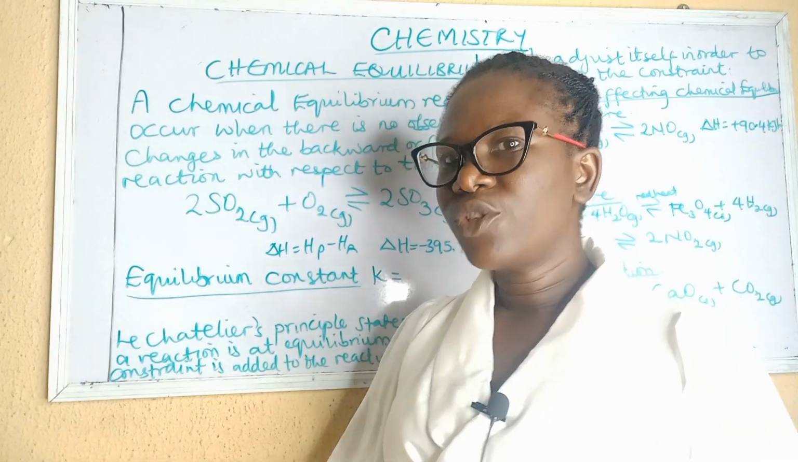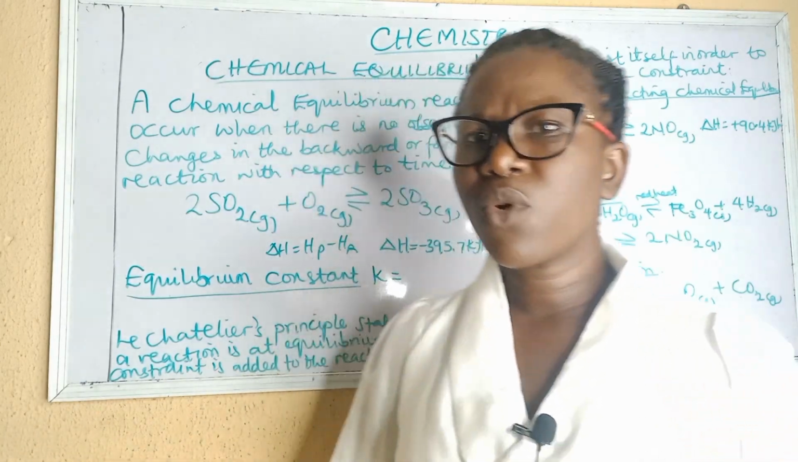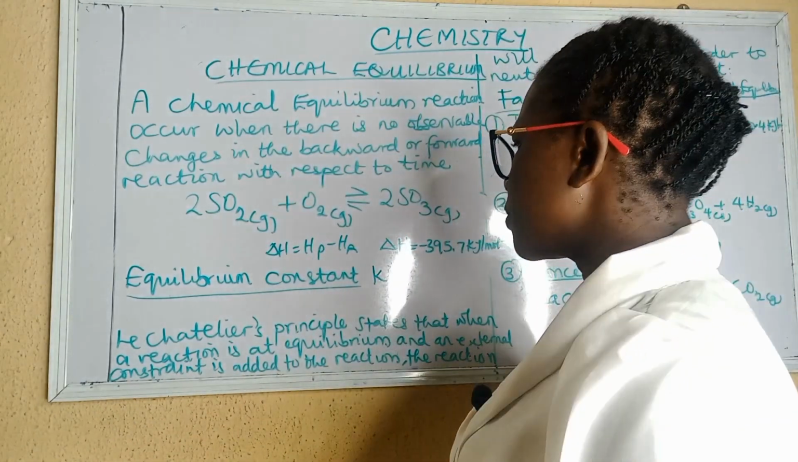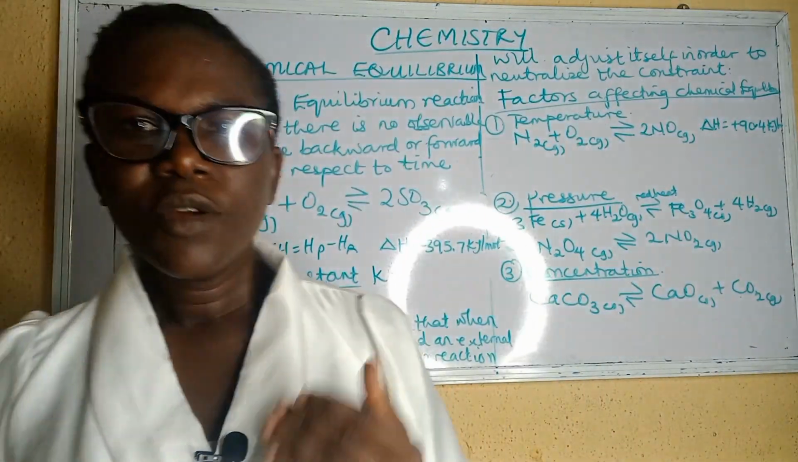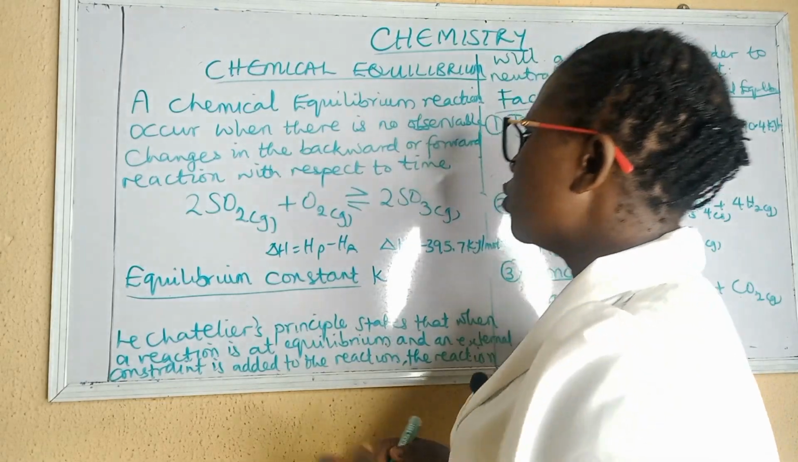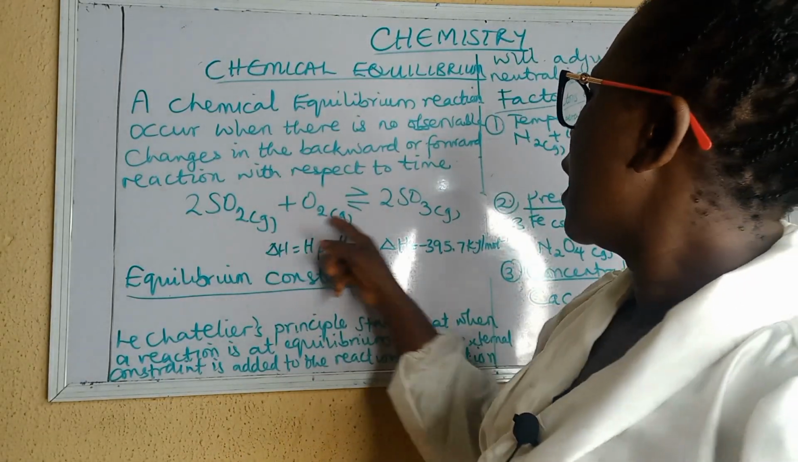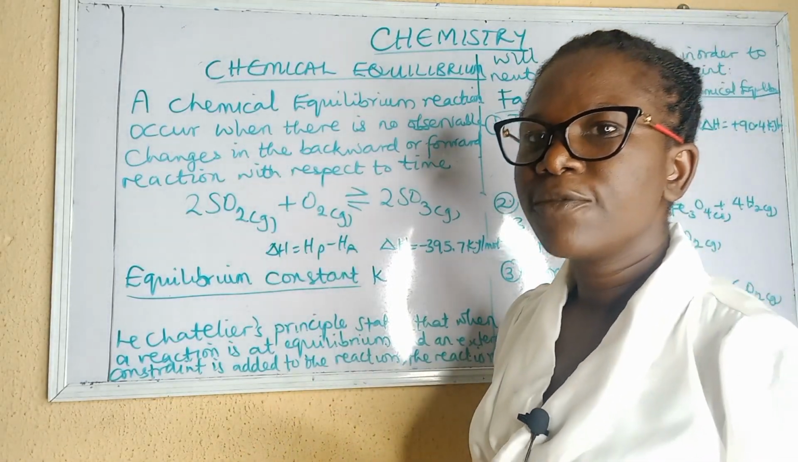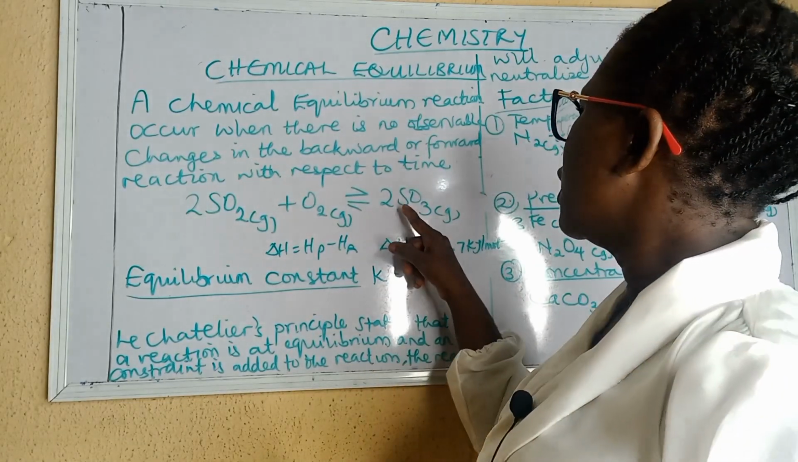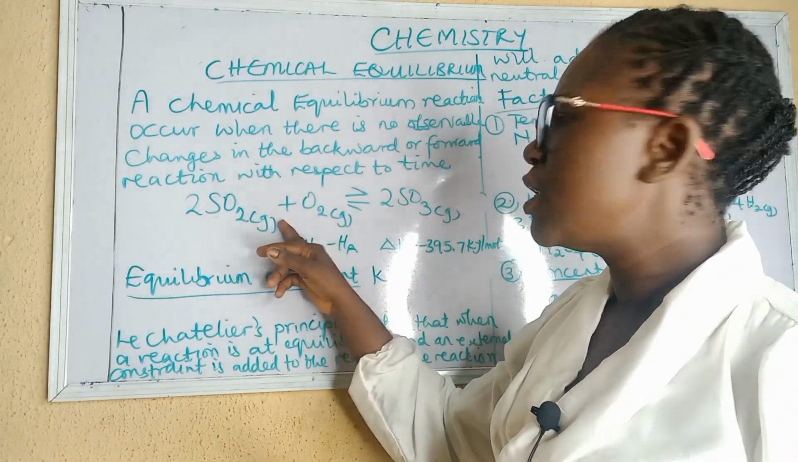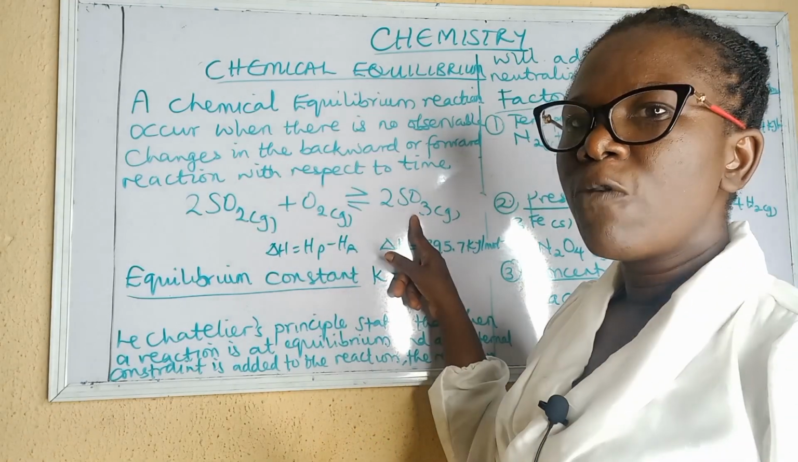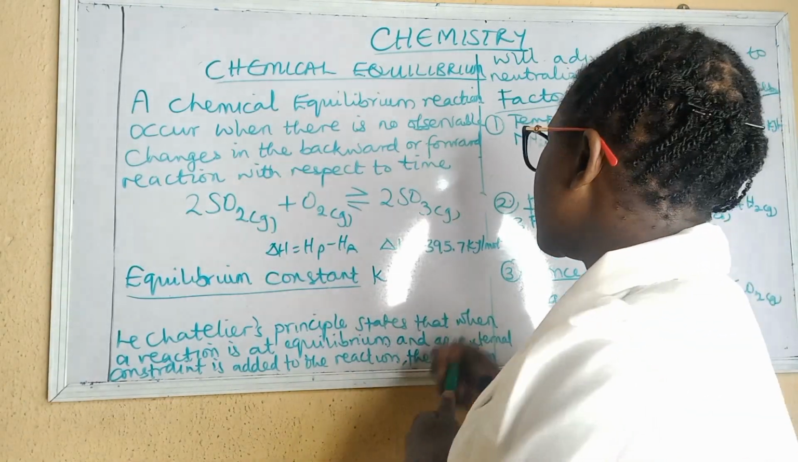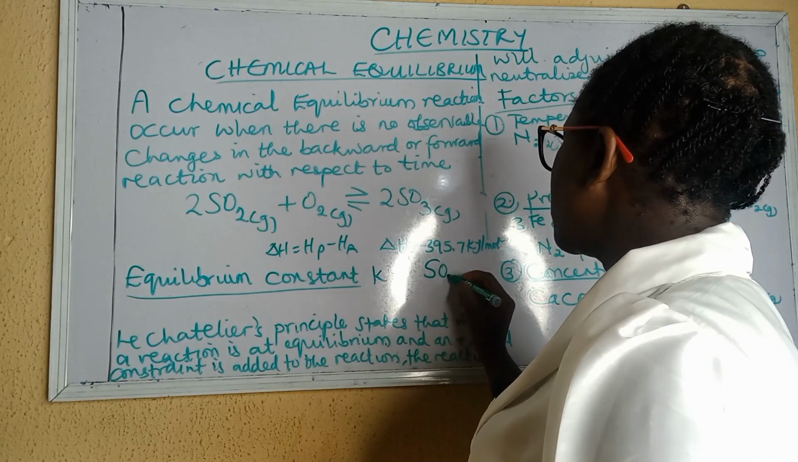Actually, forward reaction increases what we call the equilibrium constant, which is the ratio of the product and the reactant. Now, let's look at this reaction, for instance. I'm going to write the equilibrium constant for this reaction, and that is the product, which is in the forward reaction. The forward reaction here is leading to sulfur 6 oxide. The product is written as SO3.